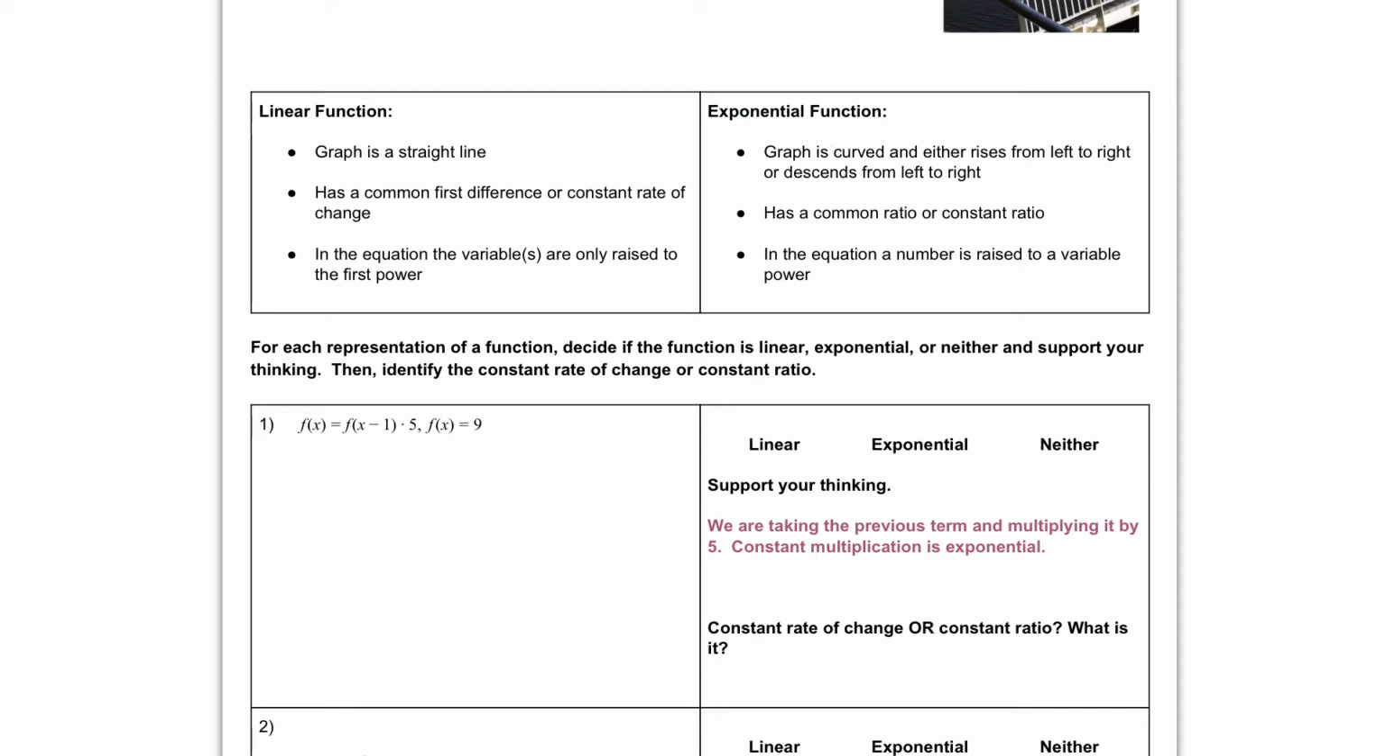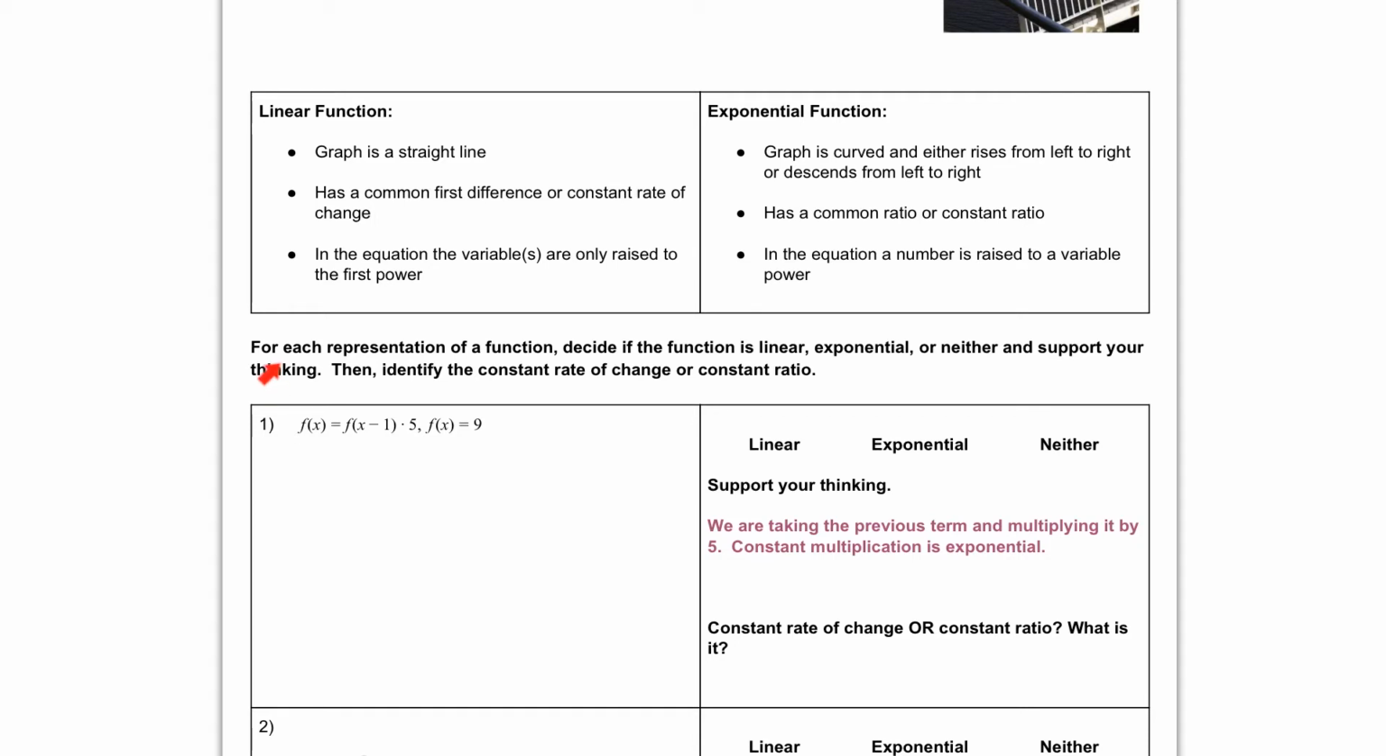In our exponential function, the graph is curved and either rises from left to right or descends from left to right. It has a common ratio or a constant ratio, which means we're multiplying by the same number each time. And in the equation, a number is raised to a variable power. So we might see that variable in the exponent.